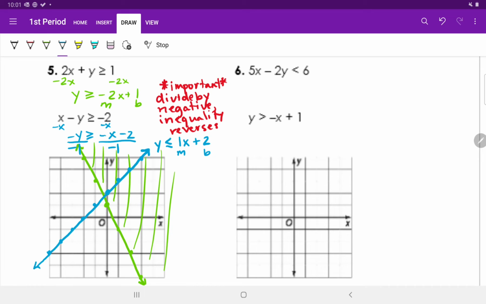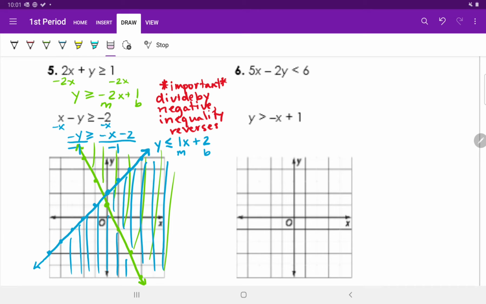And since it's a less than or equal to, we are going to shade below the blue line. Now it's time to figure out what region is our solution set. We are looking for the region that has both blue and green solutions in it. Remember, solutions to both lines.